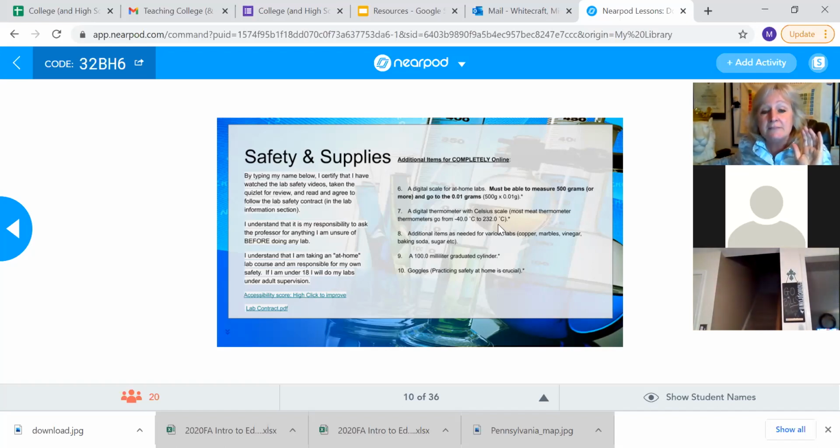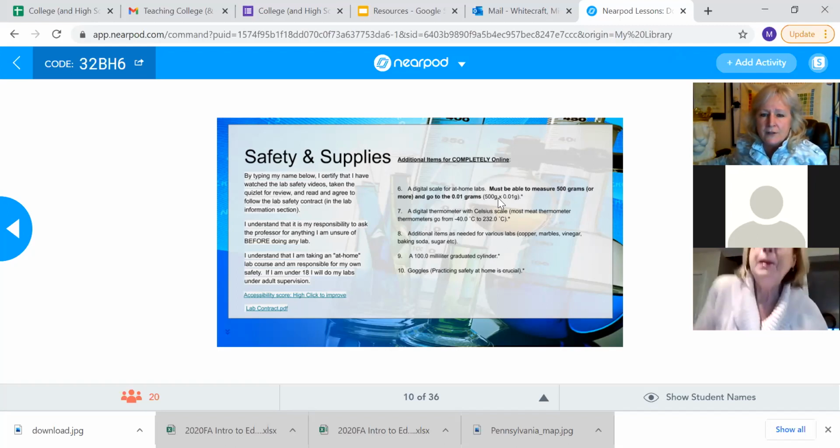Now, as far as my at-home labs are concerned, what I require is a digital scale for the at-home lab, and I'll share with you what it looks like. I don't know if you can see this in the image. I have a little balance or scale. It is for jewelry, and it must be able to measure 500 grams or more and go to the 100th gram.